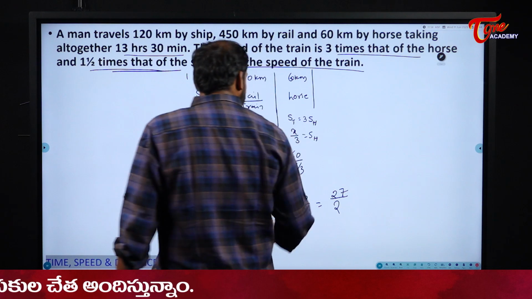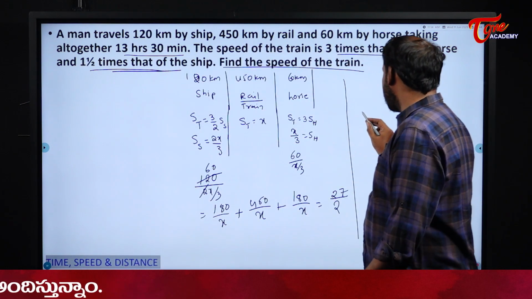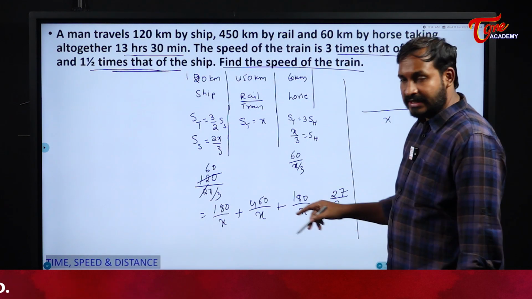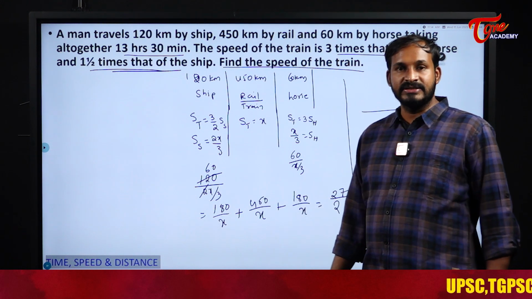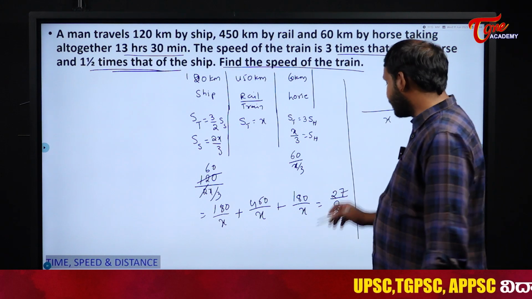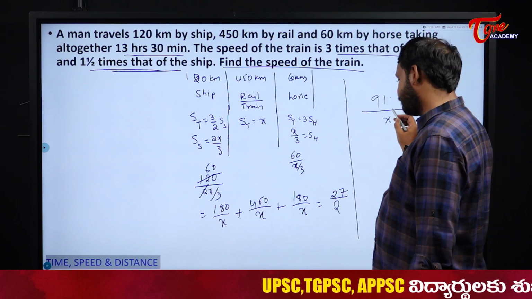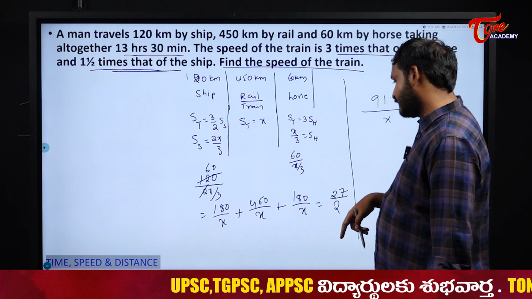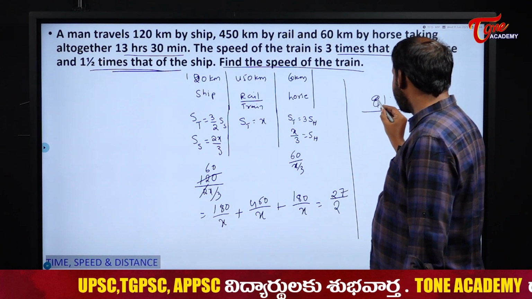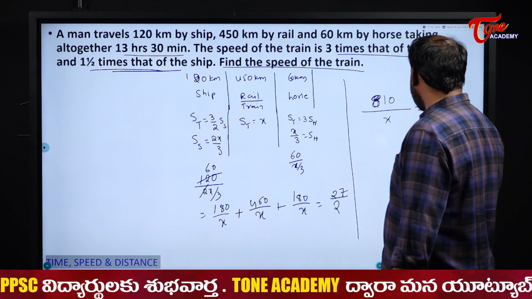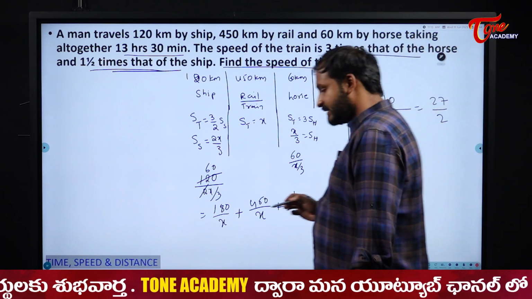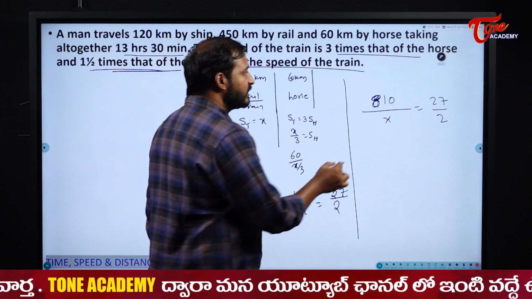Now please observe this one, students. What is the LCM we have here? x is the LCM. Now 180 plus 180 is 360. 360 plus 450, what it becomes? Sorry, 810, not 910, 810. So 810 by x is equal to 27 by 2. Now please observe here, students.